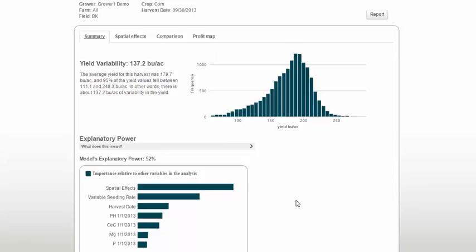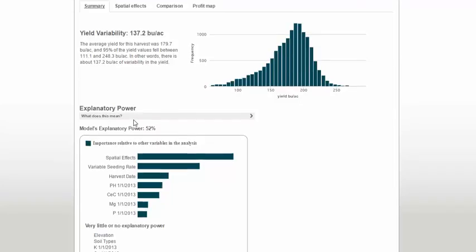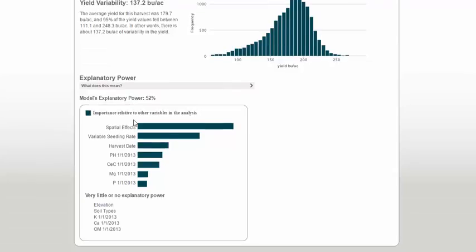Moving down the page, the next thing you see is the explanatory power, this 52%. And what that explanatory power means is that based on the factors that were included in the analysis, we are explaining about 52% of that 137 bushels an acre of yield variability, or a little over 71 bushels an acre of yield variability is explained by this analysis. Now, typical explanatory power values are in the 40 to 60% range, so this is a pretty average analysis in terms of explanatory power.